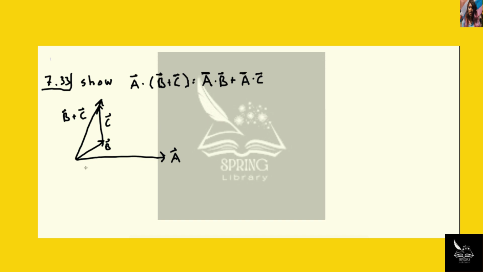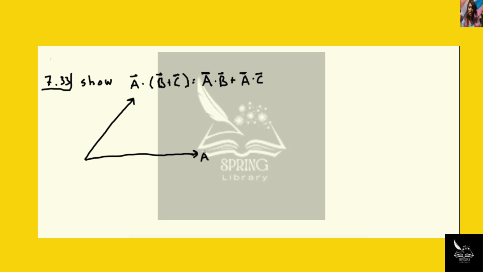Actually, let me redraw this a little bit, just to make things a little bit easier. This is the problem with trying to prove something by drawing a picture of a single instance, is that sometimes you end up having trouble drawing something in a way that's convenient.